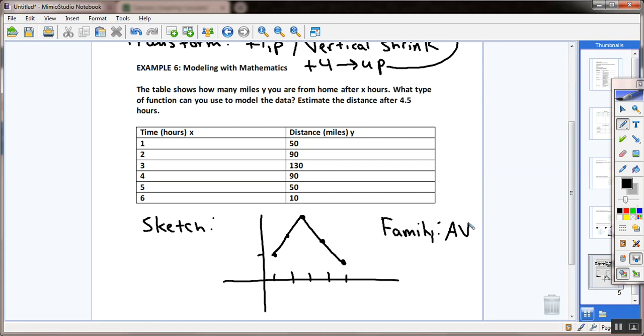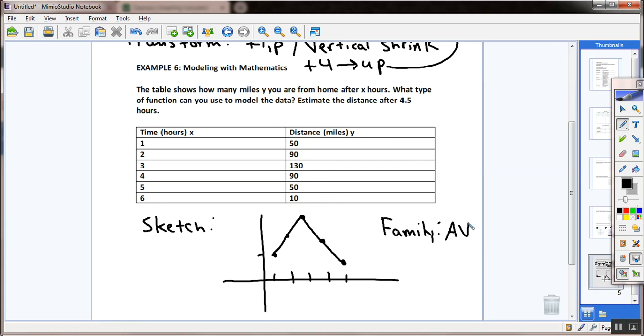So they're going to say, hey, if this is an absolute value function, from hour 1 to 2, didn't the distance go up by 40 miles? And from hour 2 to 3, didn't it go up another 40? And then, kids, it looks like somebody turned around because all of a sudden, what's happening to your distance from hour 3 to hour 4? Goes back down to what? 90. Goes back down another 40 miles, another 40 miles.